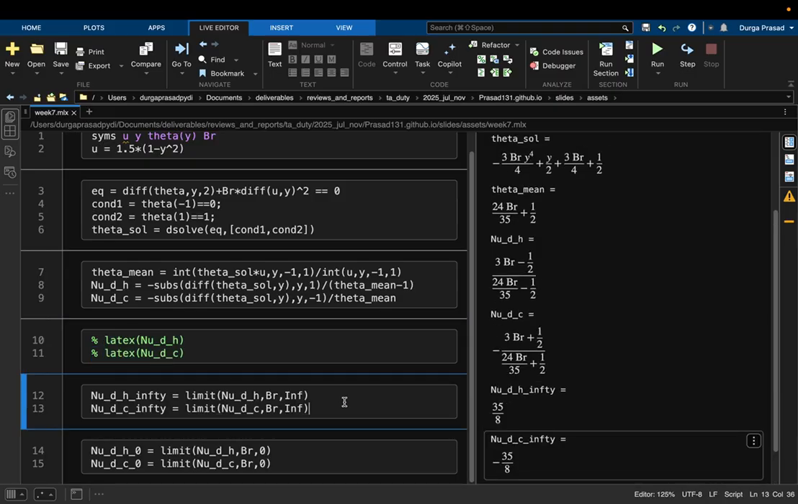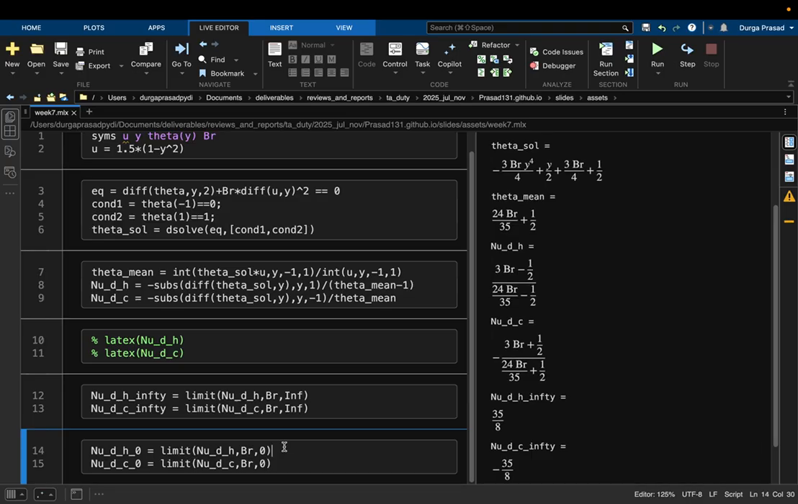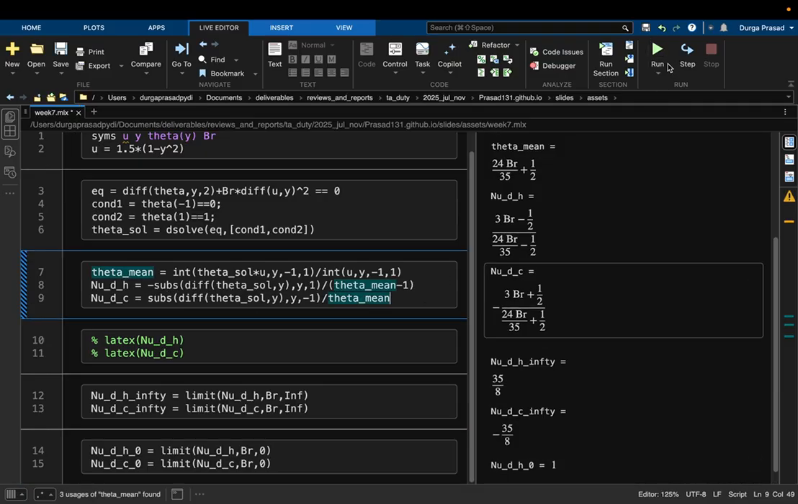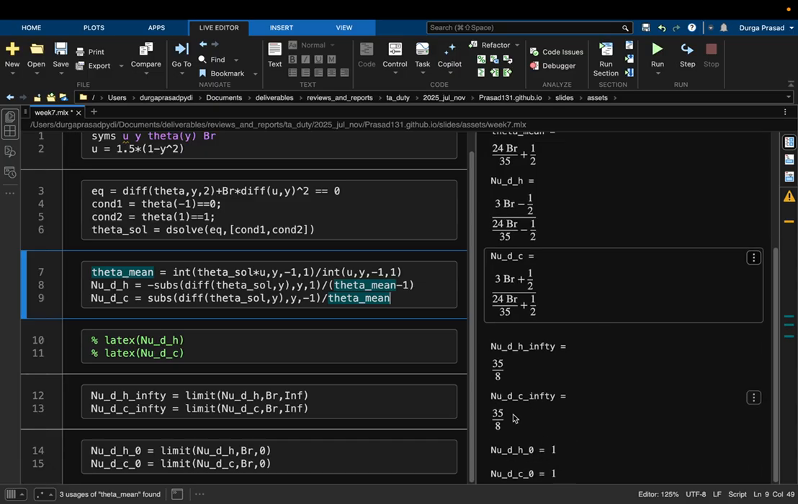Or the other scenario where you have the Br tending to 0. When Br tends to 0, you substitute Br equal to 0 and you get the hot wall to be 1 and the cold wall to be -1, which is also consistent with whatever we have been discussing. What would happen if Br is 0 is basically your fluid is not actually moving. Then all you are having there is pure conduction. When you have pure conduction, Nusselt number should be 1. And for the hot wall, it is positive, and for the cold wall, it is negative. If you want to account for the sign directly, you can just remove the minus there, and then you will get both of these to be 1, and then you get these values.